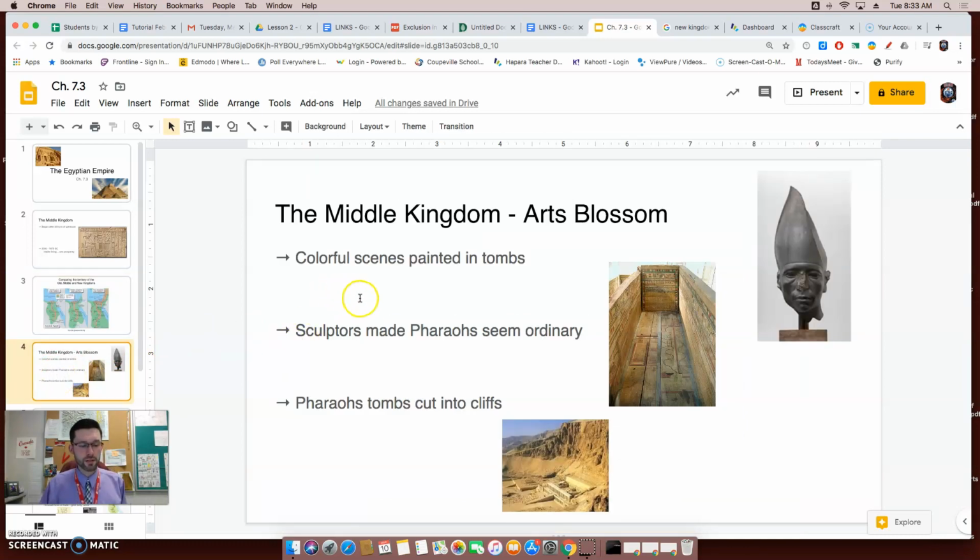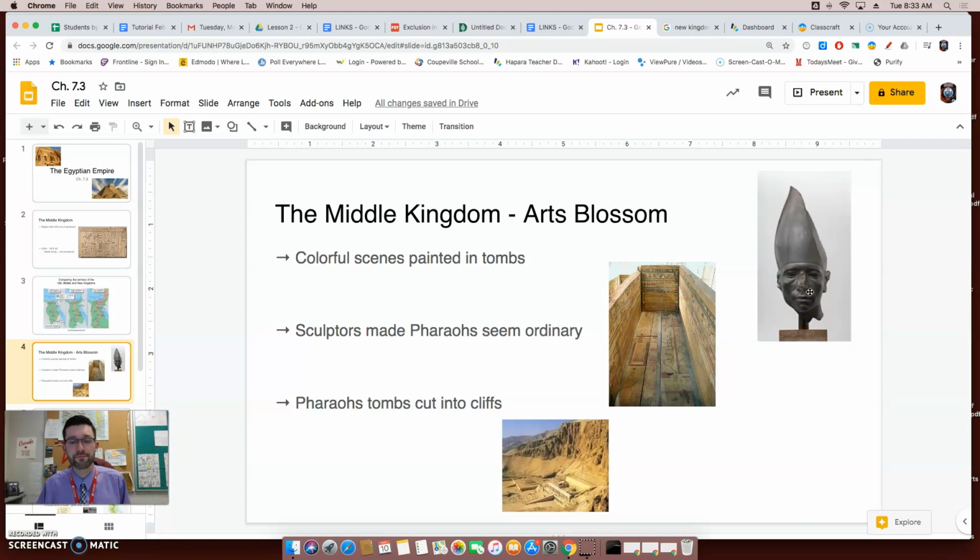During the Middle Kingdom also, we can see artistically that the scenes in the pharaoh's tombs were way more colorful. This is an image of a coffin that could be seen in one of the tombs. Sculptors made pharaohs seem more ordinary. They weren't these highfalutin god-like people who no one could attain to be like. No, they were like one of the ordinary people. Makes me wonder, why would the pharaohs want to be seen like ordinary people? Why wouldn't they want to be seen like these huge god-like people?